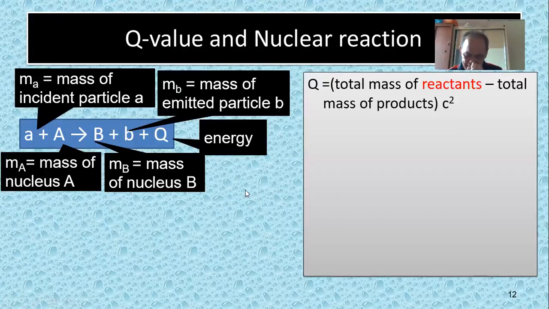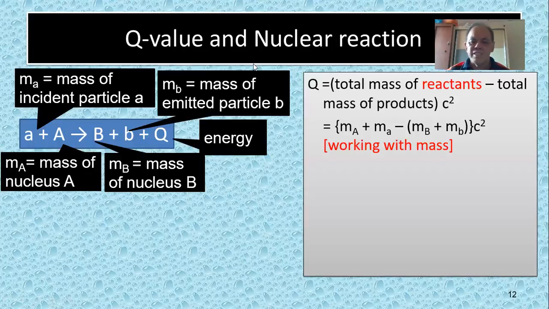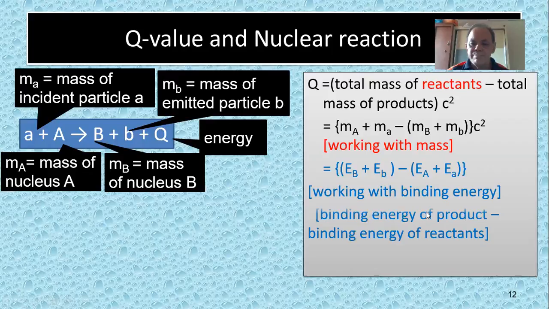Q, right, we define as the total mass of reactant minus the mass of product. Remember, it's the reactant minus the mass of product. Subtract that, and then times c squared. Right? Or in terms of mathematical symbols, if we work with mass. But if we work with binding energy, then we have to work with the binding energy of the product minus the binding energy of the reactant, the other way around.